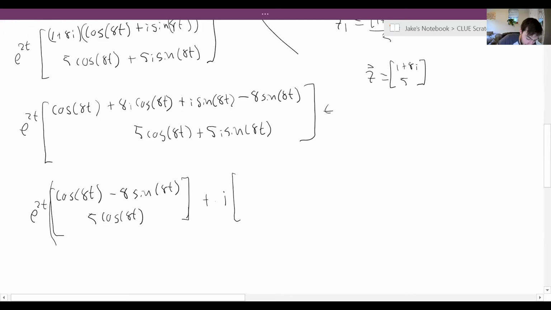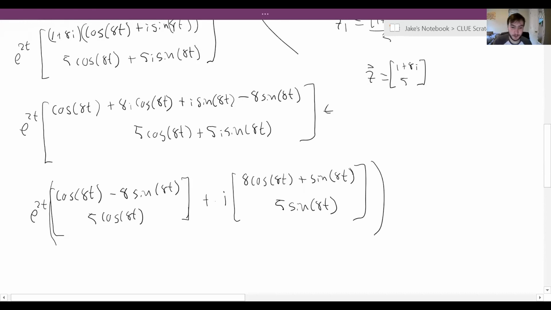Now let's look at the terms that have an i in it. So 8. Looks like in the first component we have 8 cosine 8t plus sine of 8t. And then in the second component, we get 5 sine of 8t. There we go. Remember, we've got e to the 2t multiplied times this whole thing.